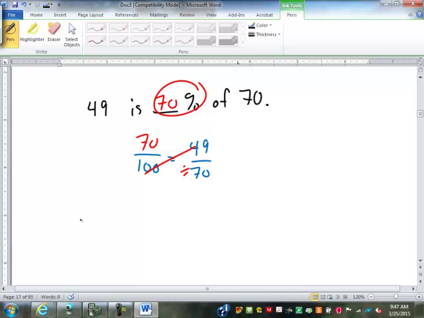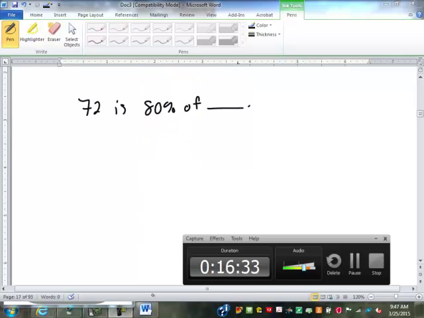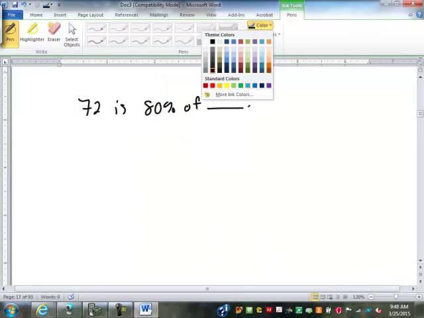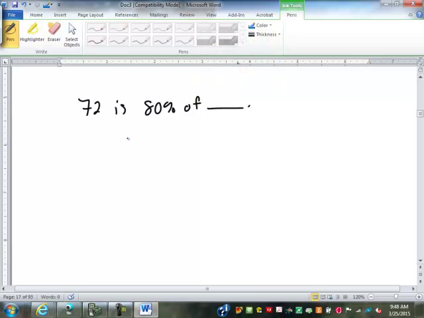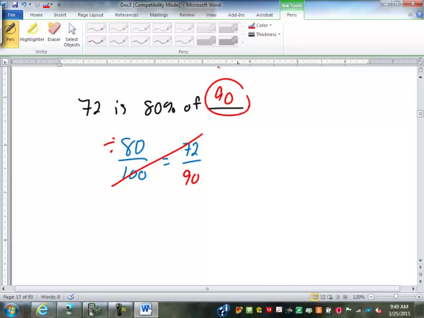Okay. So now for this one, 72 is 80% of blank. How are we going to start this one out? Okay, 80 over 100. 72 goes on top. Perfect. Cross multiply and divide to get 90. Perfect. How many had all three of those right? Cool.